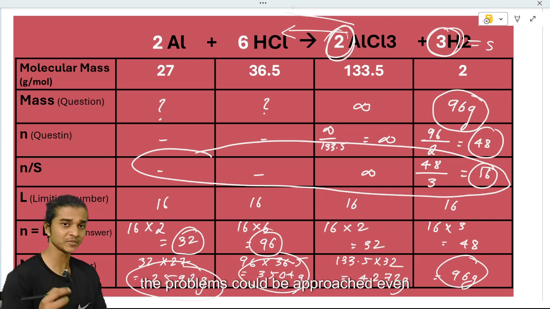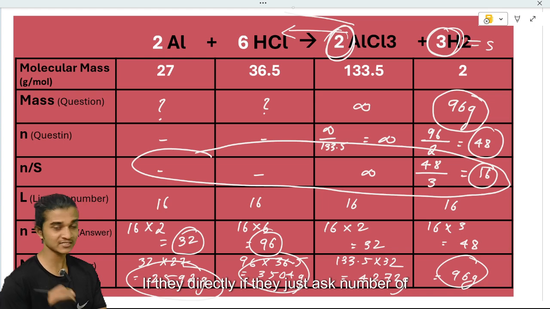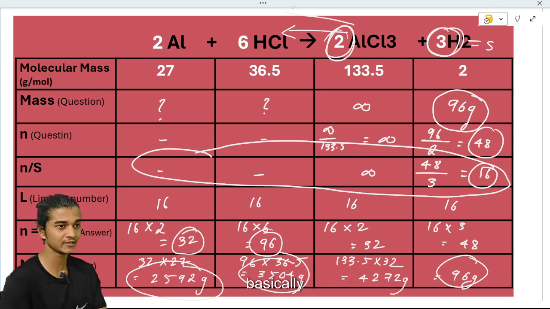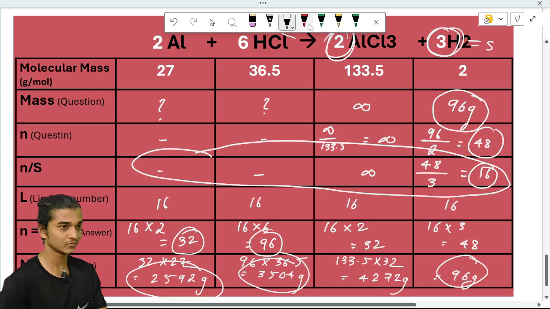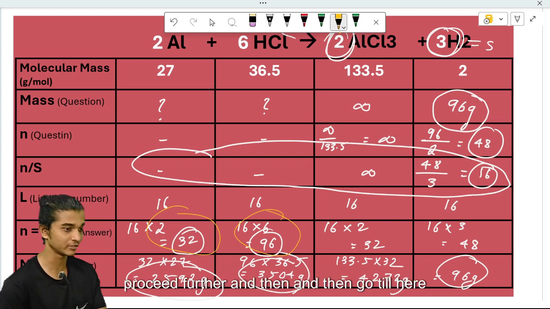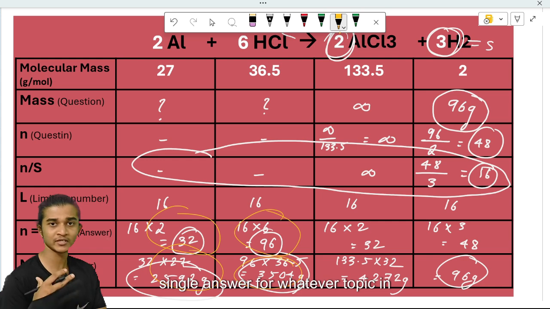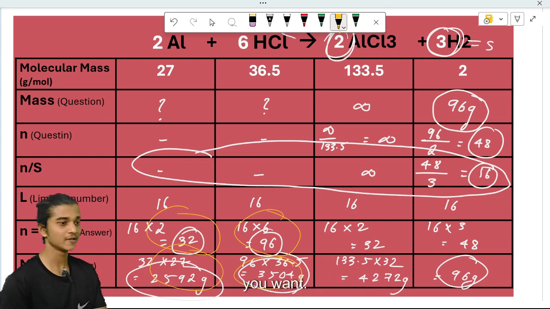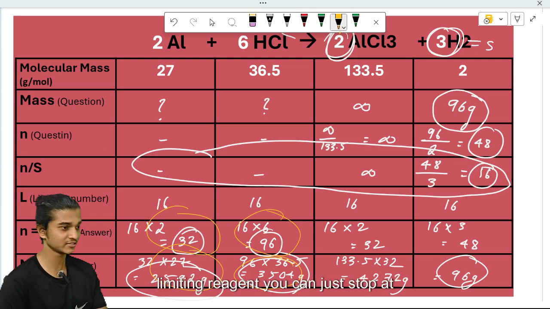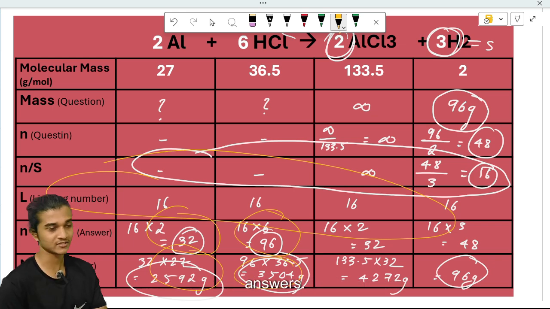Now the problems could be approached even differently. With this table, you could basically find any type of answer. If they just ask the number of moles of hydrochloric acid, you can just stop till here. If they ask in terms of mass, you have to proceed further and go till here. This table basically gives every single answer for whatever topic in stoichiometry as well as limiting reagent you want. If you just want to know what your limiting reagent is, you can just stop at the limiting number. So this column you just need to do and stop, and then just judge the answers.